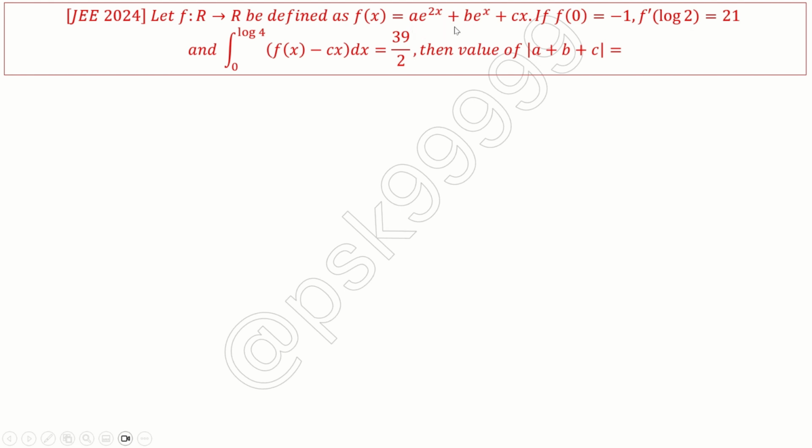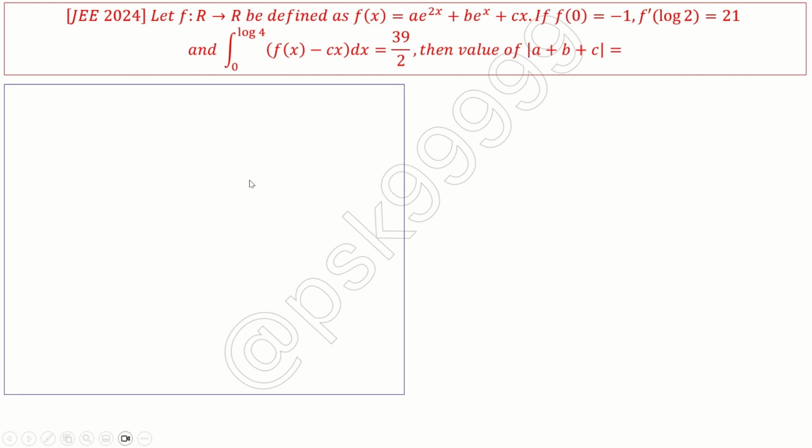Okay, so look at this function that is defined. All we need to do is find these variable values a, b, c. If you can find them with these two conditions, then we don't require integration. So let's see that first. We might require the integration. That's why they gave it, right?